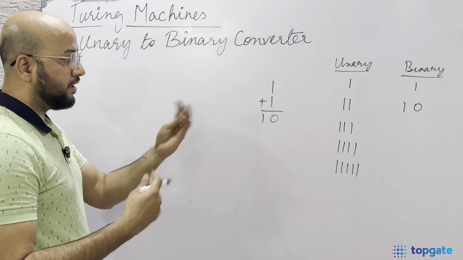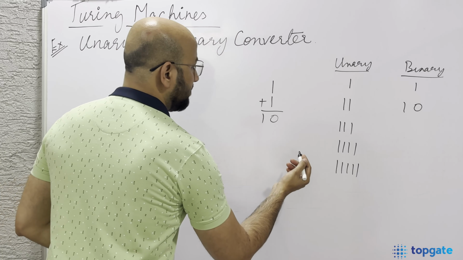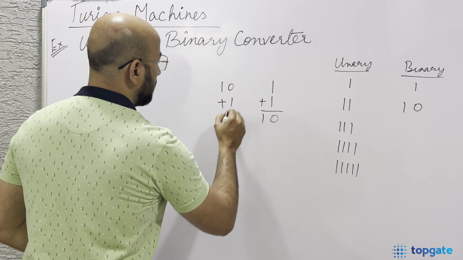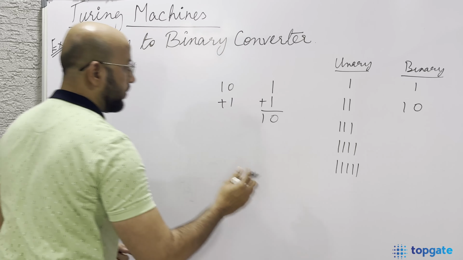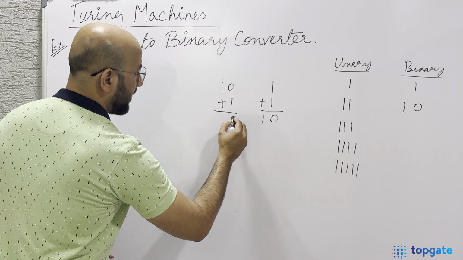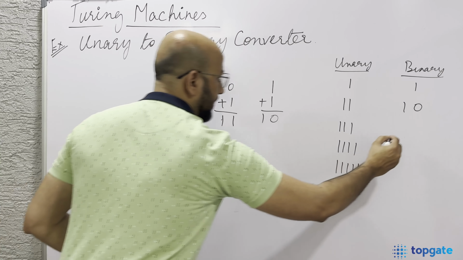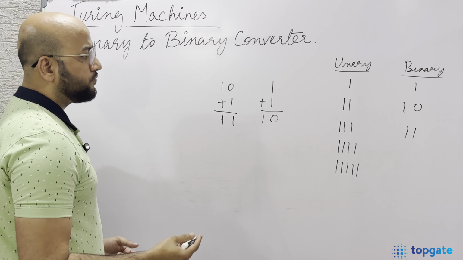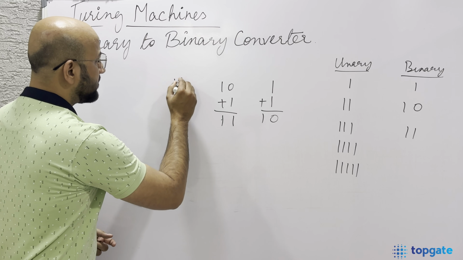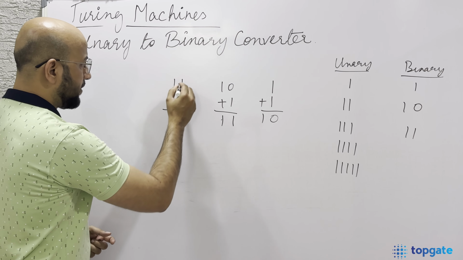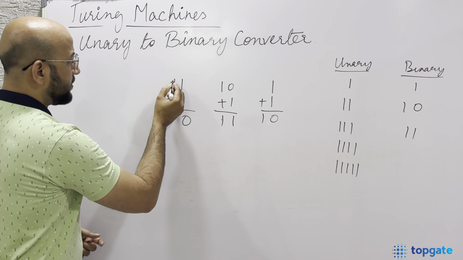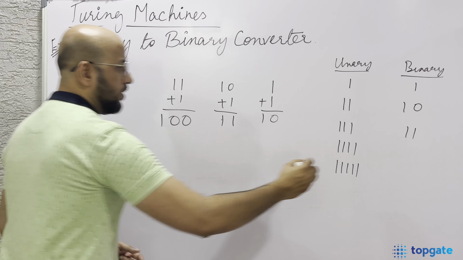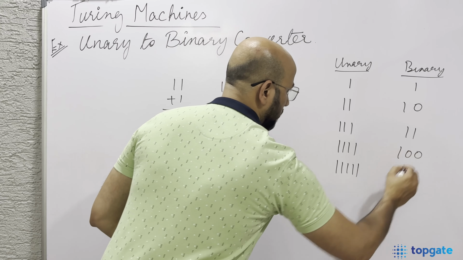Clear? Now to get my third number in binary, I'll just simply add 1 to it. That means I'll add 1 to 1 0. What will I get? I'll simply get 1 and then 1 here. That means this is my 3 in binary. Again, to get 4 in binary, I'll just simply add 1 to it. That means 1 plus 1 is 0, and then 1 is carried forward. 1 plus 1 again is 0, and then 1. So I got 1 0 0 here.